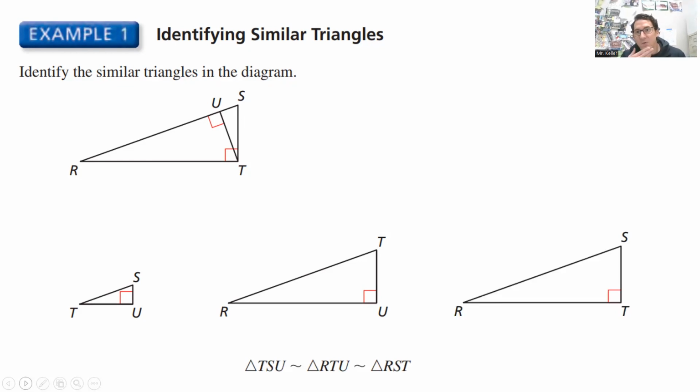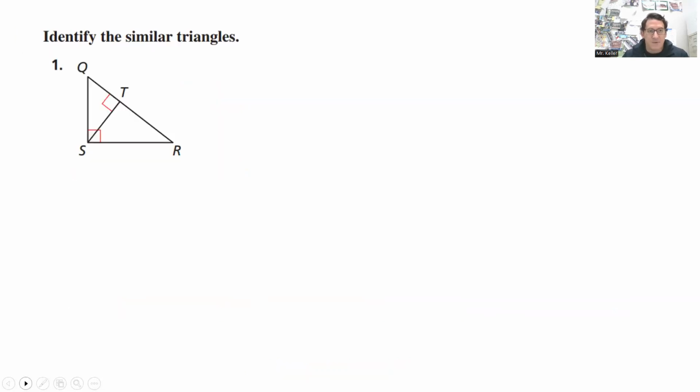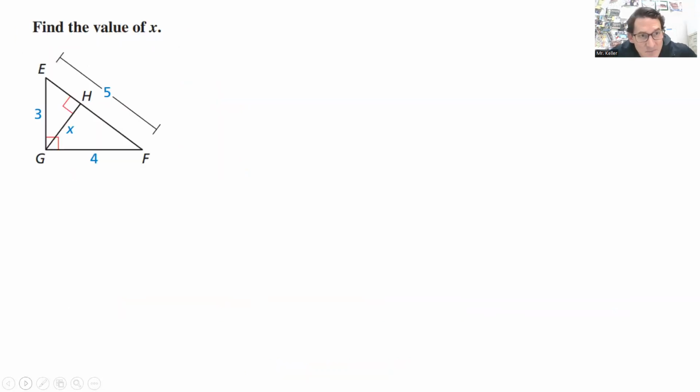It's going to help when we do these problems to resketch the triangles to see what matches up with what and label it. But then we have TSU is similar to RTU is similar to RST, right? So now we have that. We're going to skip ahead. Now we need to find X here. We're going to use right triangles.